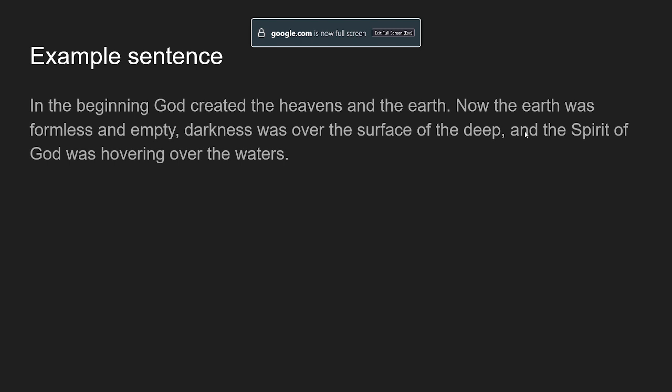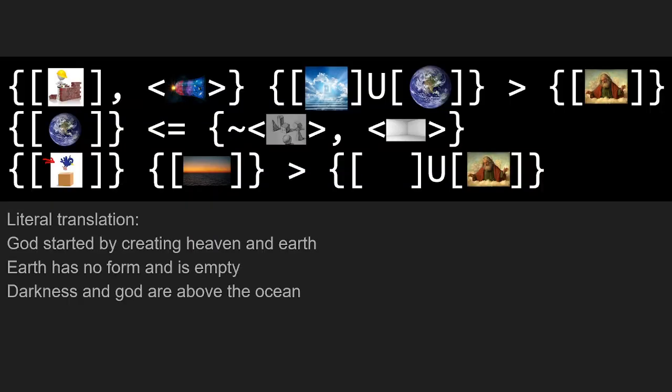Example sentence. In the beginning, God created the heavens and the earth. Now the earth was formless and empty. Darkness was over the surface of the deep, and the Spirit of God was hovering over the waters. Literal translation: God started by creating heaven and earth. Earth has no form and is empty. Darkness and God are above the ocean.